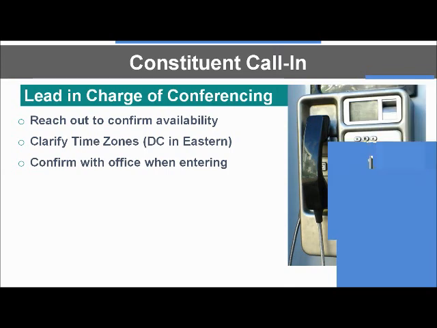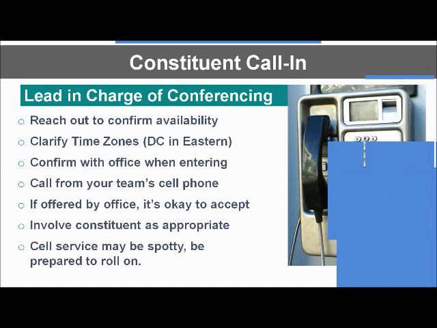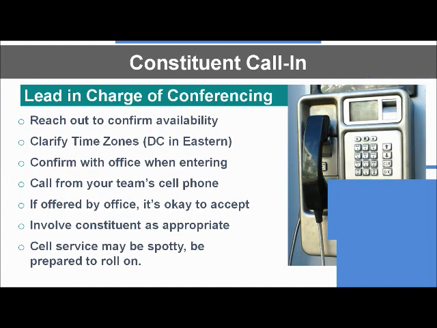So once you get your schedule, if you see that there's a constituent call-in, you want to reach out to them to confirm their availability. Decide what role you wish them to play and when you will call them. Make sure to clarify and confirm the meeting time and the time zone differences as well. That can get confusing at times. And when the meeting starts, or even before the meeting starts, go ahead and dial them in. Give them a call and make sure it's working.